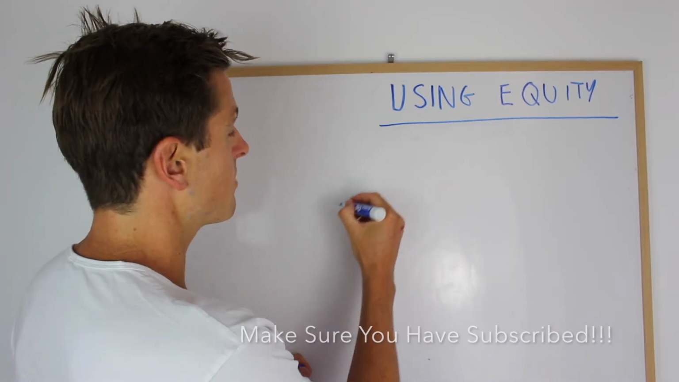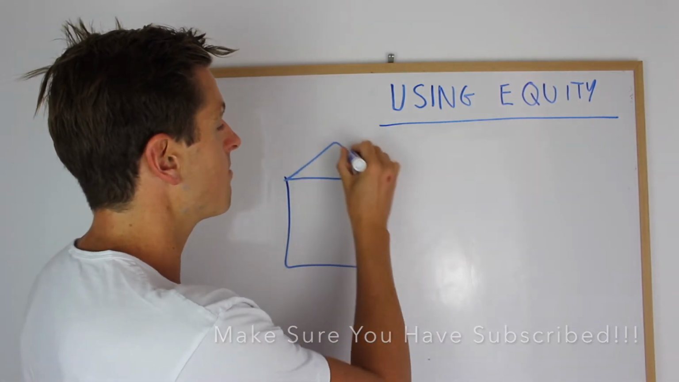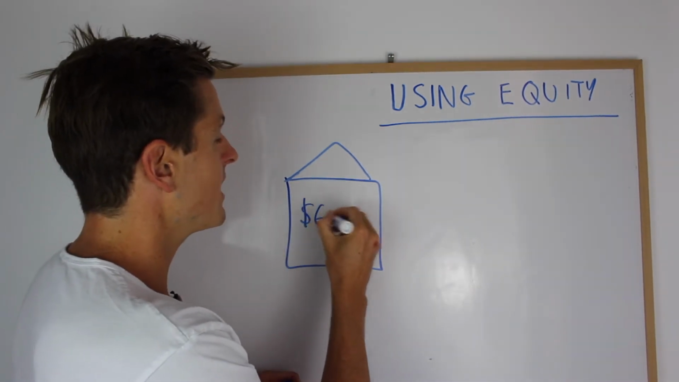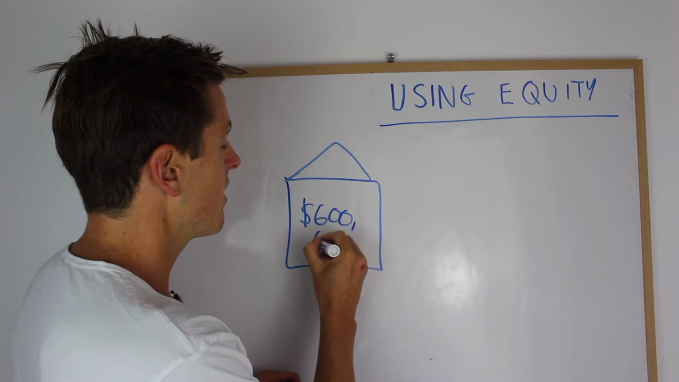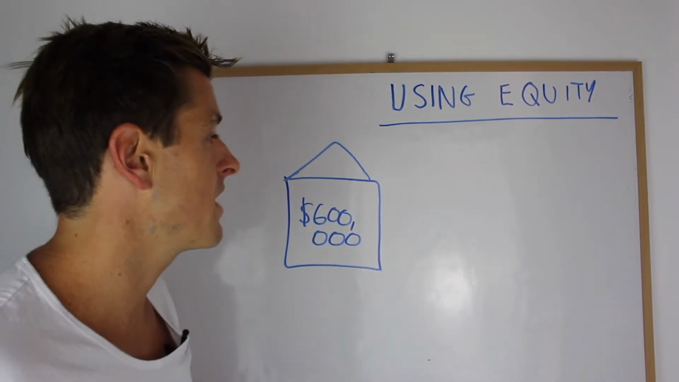Equity is a super simple concept, right? You own your own home at the moment or an investment property. Now let's say that property is worth $600,000. It's that simple, right? You've got a home that's worth $600,000.